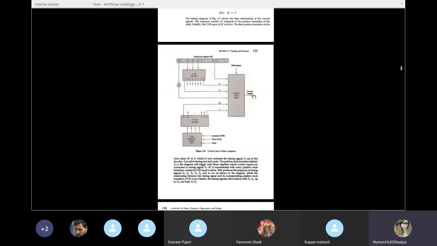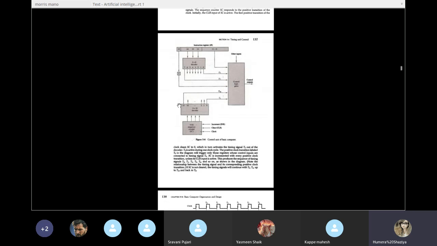How does the attender give the bell? He will look into his watch, and he knows how to see the time, and when 1 hour has passed, he gives the bell. Like that, the control unit will give the timing signal, that is like the bell, and whoever is related to that bell knows what they have to do at that time, so they will perform that function. That is all about this control unit. I hope it is clear now.